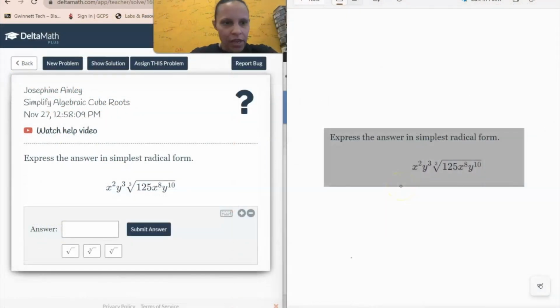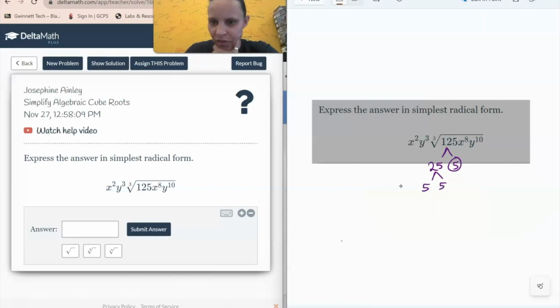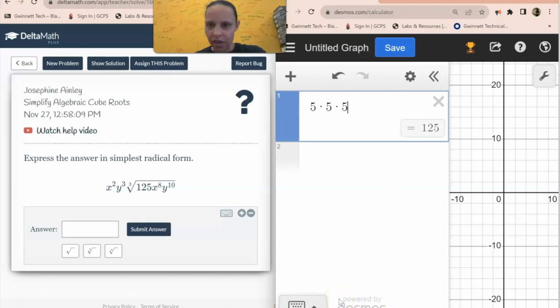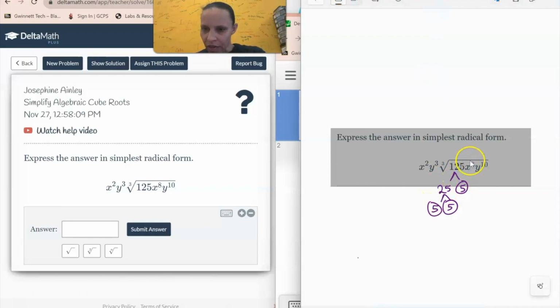All right, so we're going to take a look at simplifying algebraic cube roots. So how do I do that? Again, it starts by breaking everything down. So let's break down 125. And again, you can just do this in a calculator. So how many 25 cents in $1.25? There are 5 of them. And then how many 5s in 25? It's 5 as well. So it breaks down to 5 times 5 times 5. And you can simply check that with a calculator as we've previously done. So 5 times 5 times 5 is equal to 125, which is true. Okay. Break down x to the 8th power.